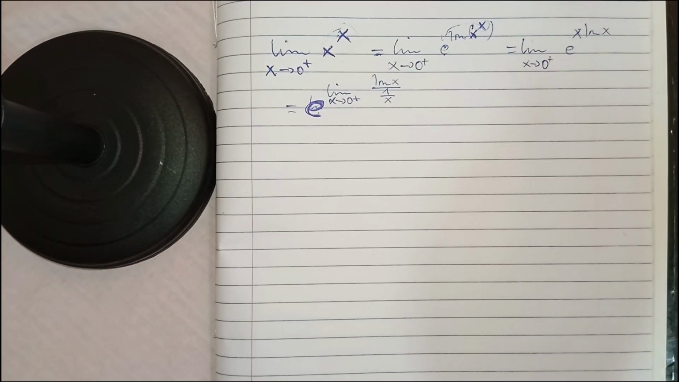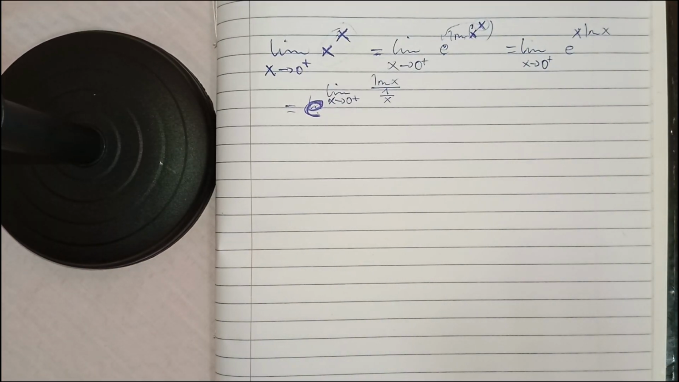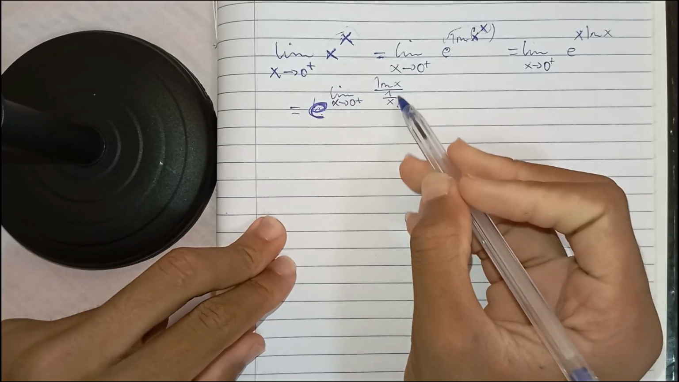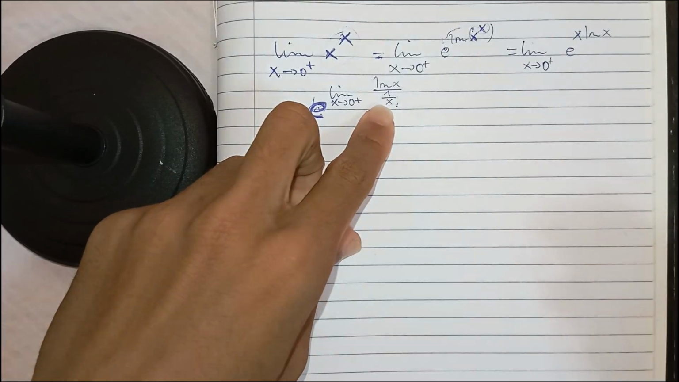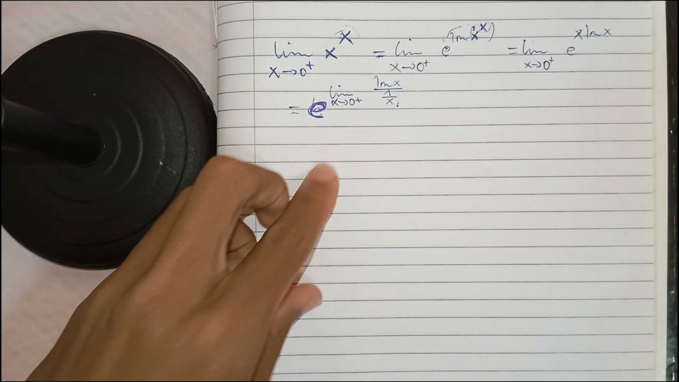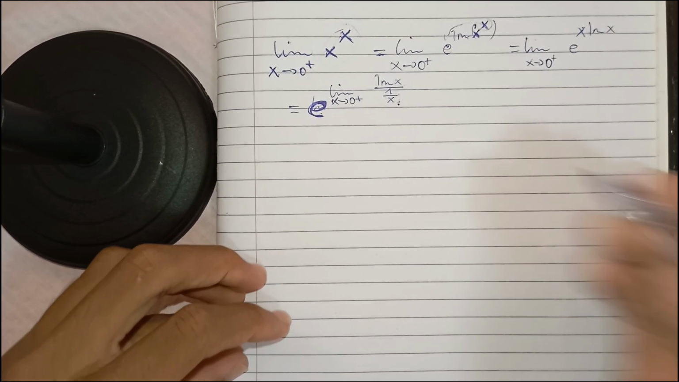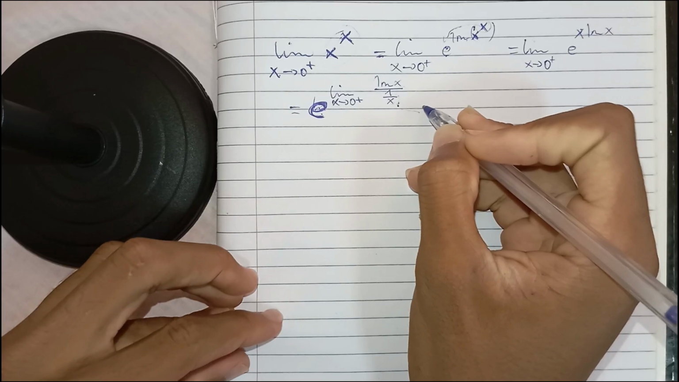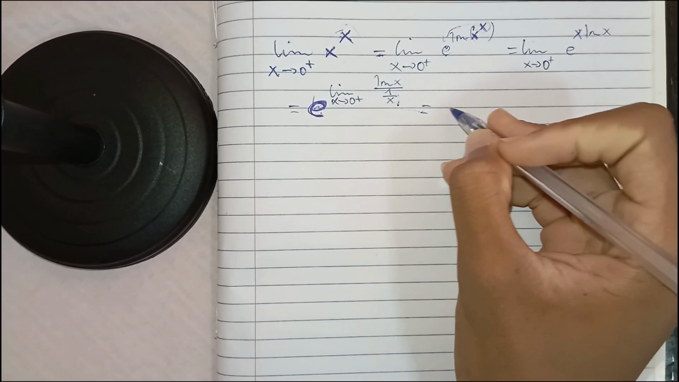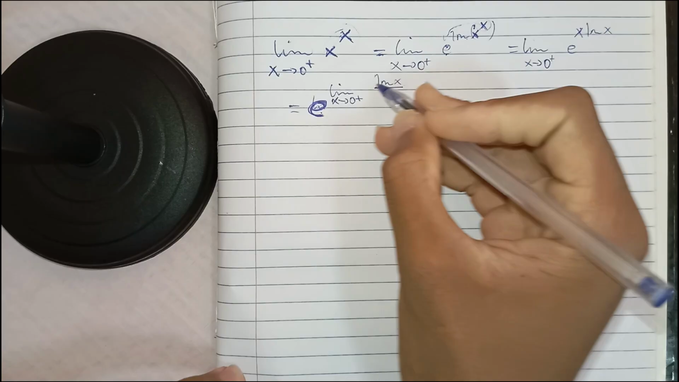I don't know whether we are together right now. If you take these, it's the same thing as this: x will be multiplying ln of x. So here we get e, and now we can apply L'Hopital's rule.